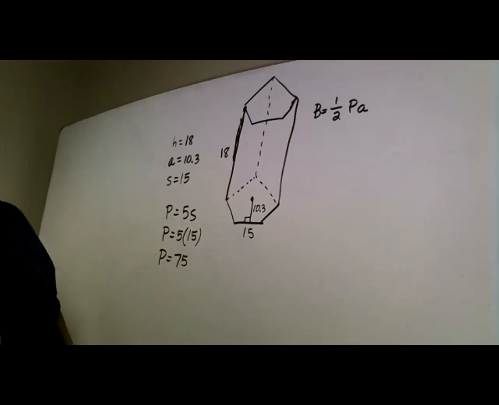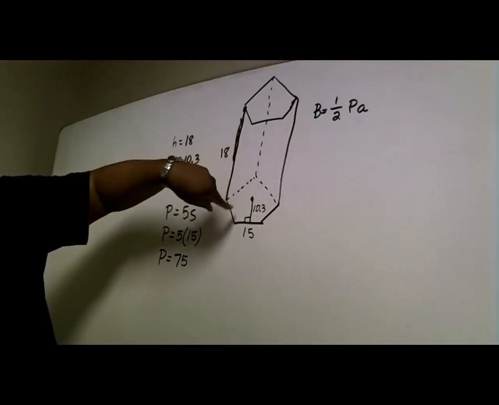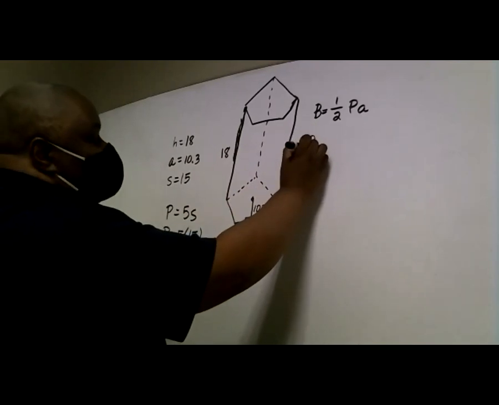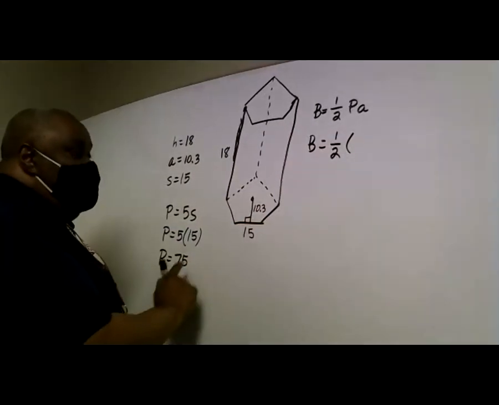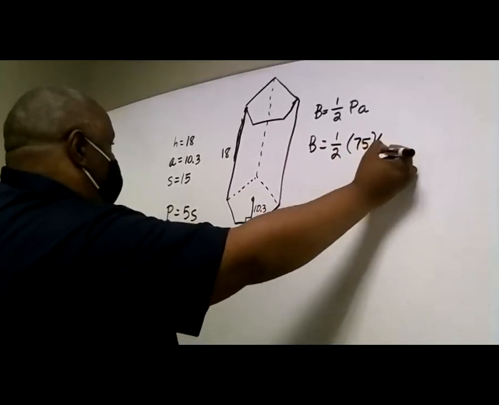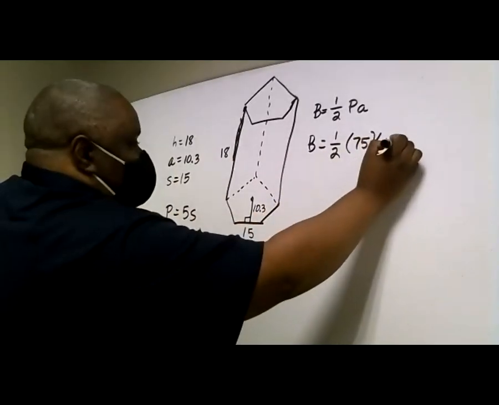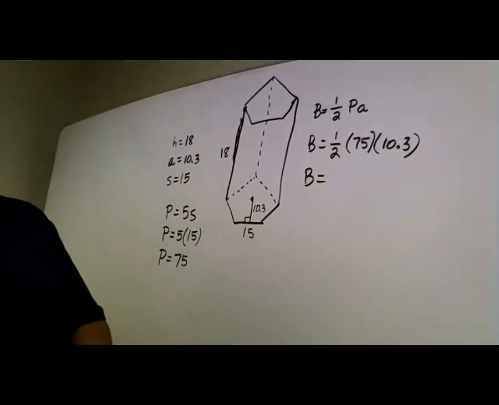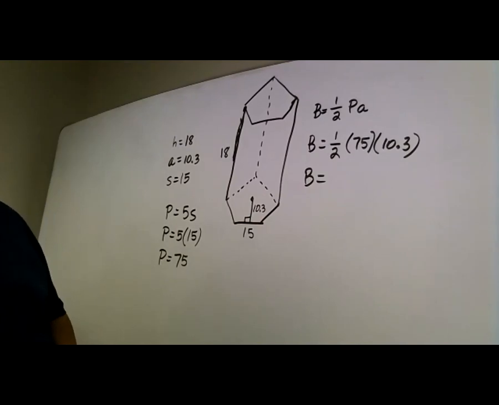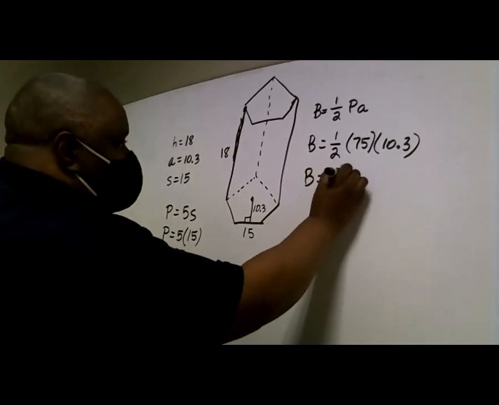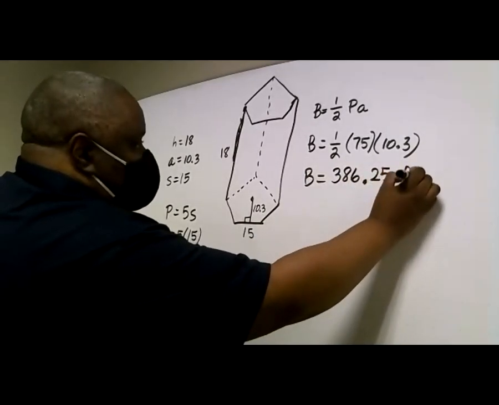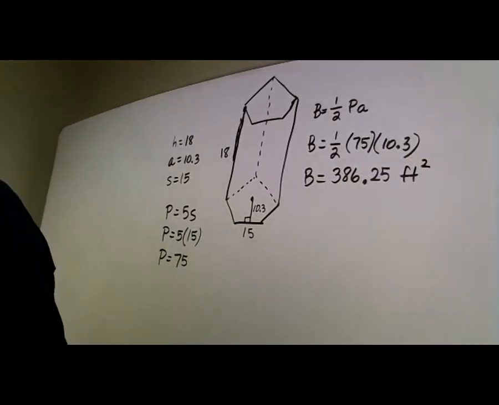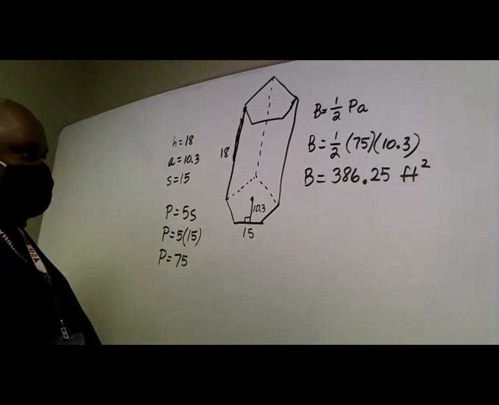So now the next step is to find the area of this base. So that's 1/2 times the perimeter, which was 75, times the apothem, or that A, that's 10.3. So now we have to do 1/2 of 75 times 10.3. And this is what I come up with, 386.25. And since it's a base area, and the measurement unit is feet, it's going to be in square feet.